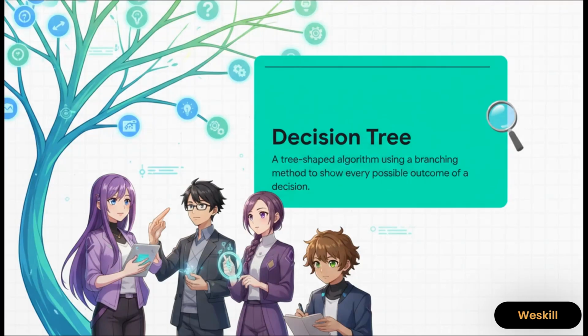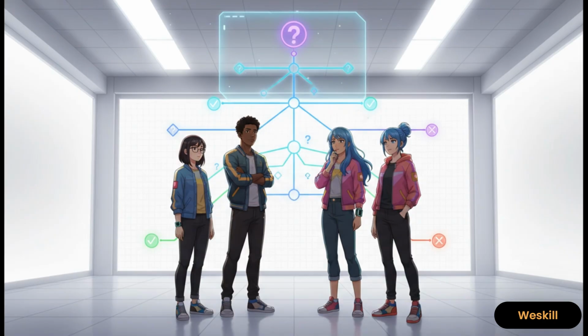A decision tree pretty much does what it sounds like. It's an algorithm that looks like a tree. And the way it works is by asking a series of questions. Those are called internal nodes, to get us to a final answer, which we call a leaf node. It's basically a path from a question to a conclusion. Really, the easiest way to picture it is just as a super smart flowchart. It just asks one simple question, then another, and another. And each answer leads you down a path until you land on the most likely outcome.